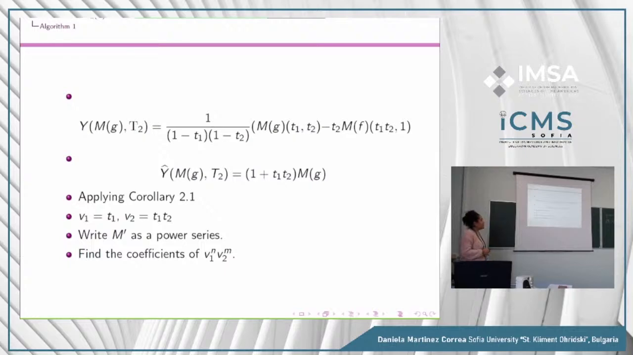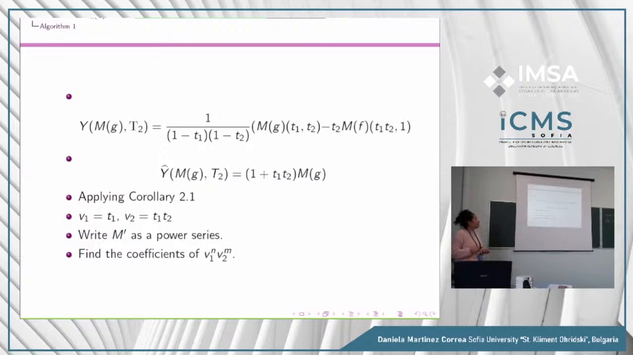Then we change these variables and we obtain n prime. Remember that n prime is the multiplicity series, okay? It's only a change of variables. And after that we have to write n prime as a power series. And finally we can obtain the multiplicities because the coefficients of these terms match the multiplicities n lambda.